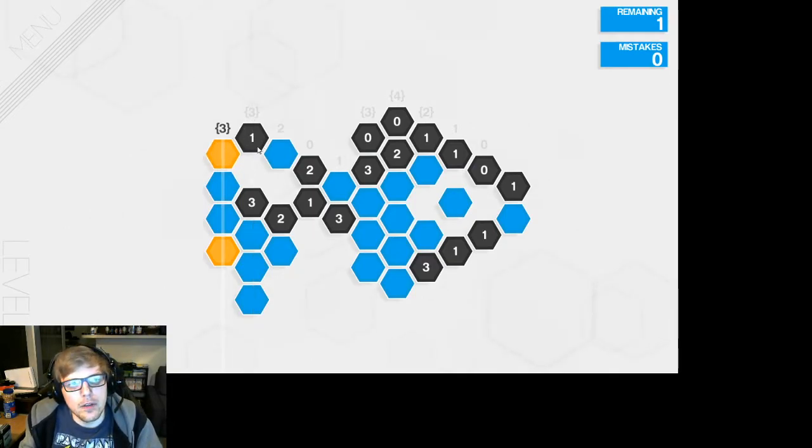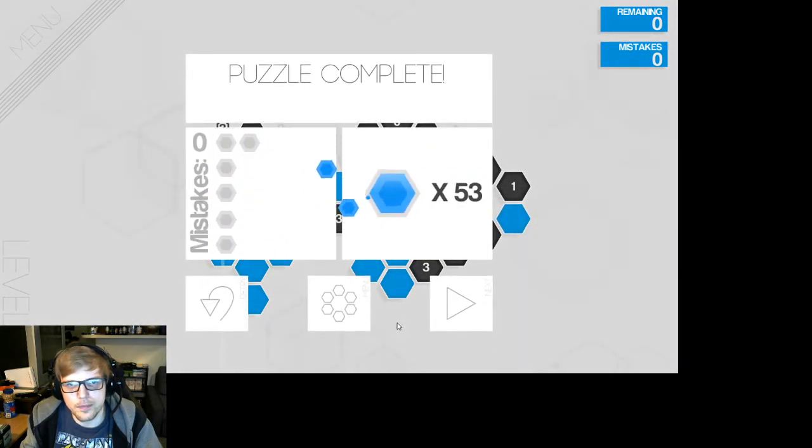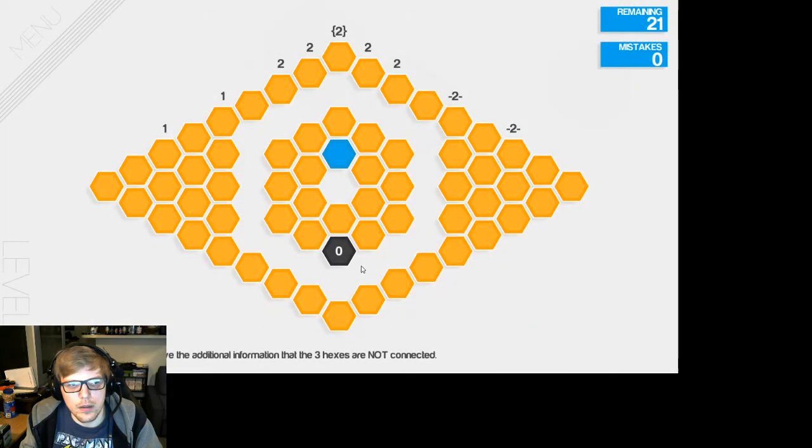And that gave us this black 1 here, which is already adjacent. So this one can't be. Because this is a 3, we know that this one needs to be blue to be the 3rd one. And that's it. Alright, we get to move on.